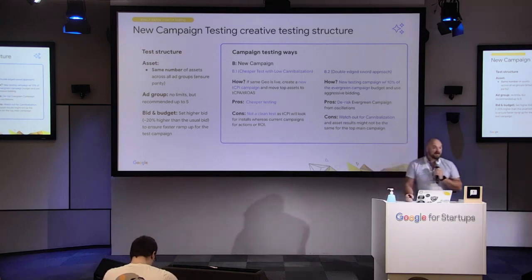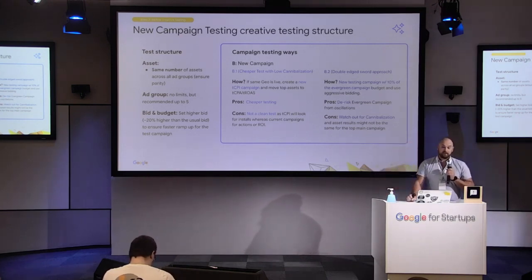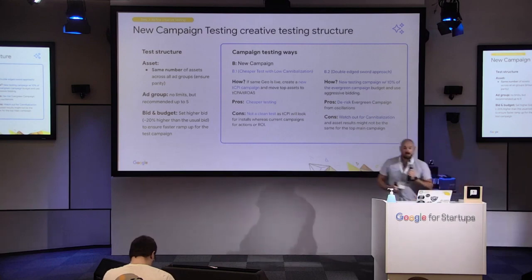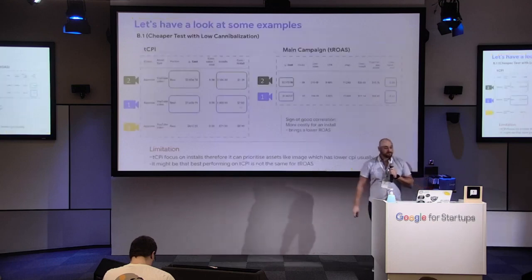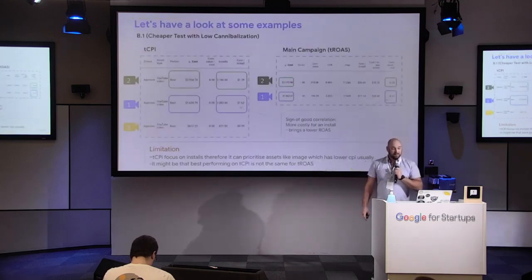Problems: there's potential cannibalization between the campaigns themselves, especially if you start looking at different bidding mechanisms. In cases where folks went through the TCPA to TROAS shift, those two are very drastically different types of bidding, and there sometimes could be a bit of conflict there. So let's look at some examples.